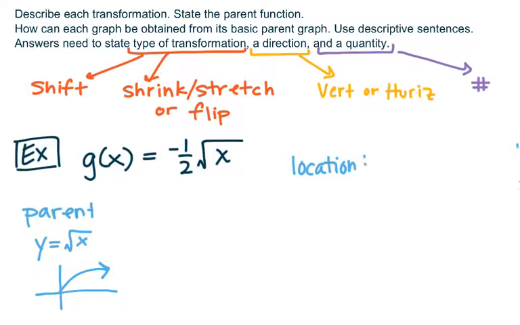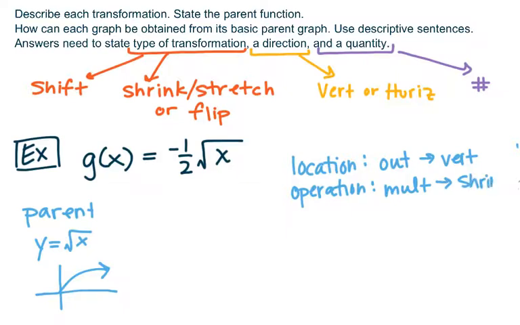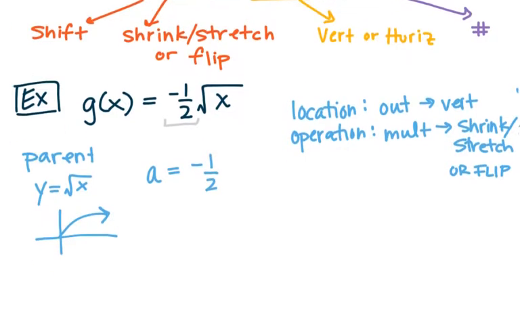In this case, we are located on the outside, which lets us know this is going to be vertical. And then the operation is multiplication, which lets us know it is either a shrink or a stretch, or potentially a vertical flip. So the letter that we use to represent this extra 1/2 we have here, we're going to say A equals -1/2.